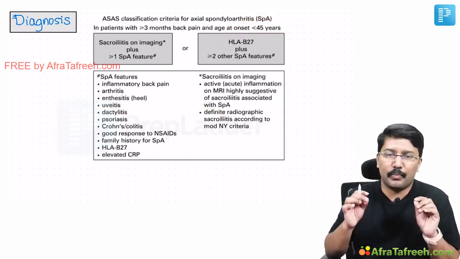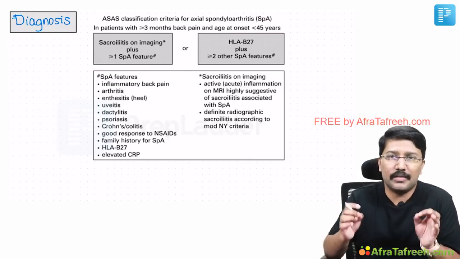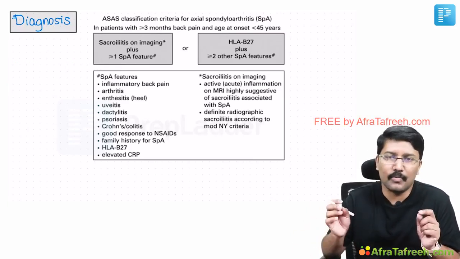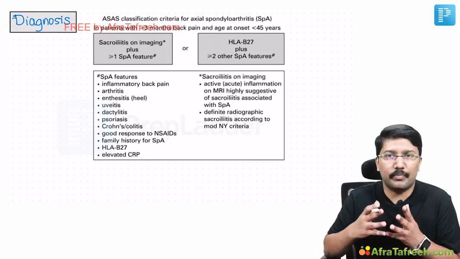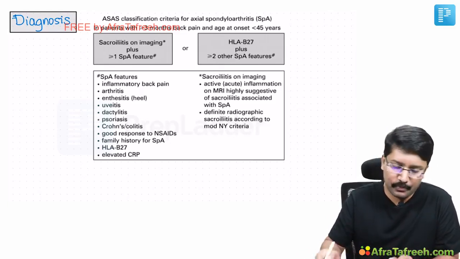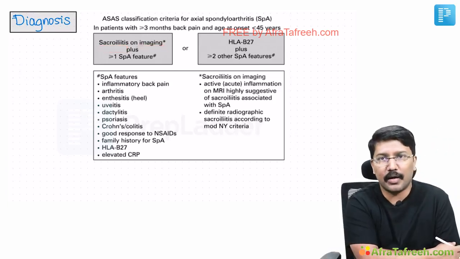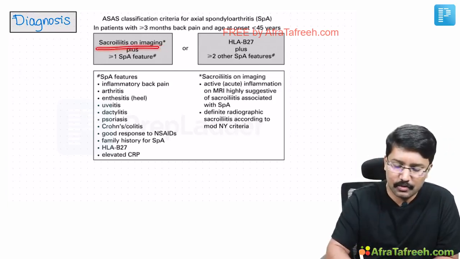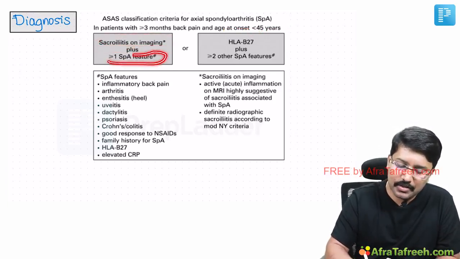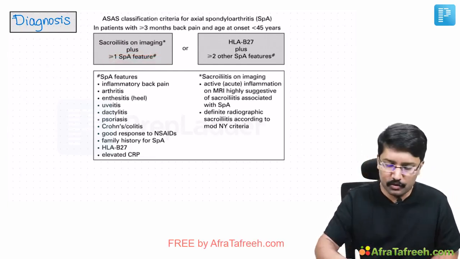So in these patients, patients less than 45 years at the time of the onset of symptoms, presenting with 3 months or more than 3 months of low back pain or back pain in general, right? We would be considering the possibility of ankylosing spondylitis or axial spondyloarthritis in them if they have the evidence of sacroiliitis on imaging. Either you are going with MRI or X-ray. There is evidence of sacroiliitis on imaging. In such patients, if they have one feature or more than one feature of spondyloarthritis, we need at least one spondyloarthritis feature, right? Those features are listed here.